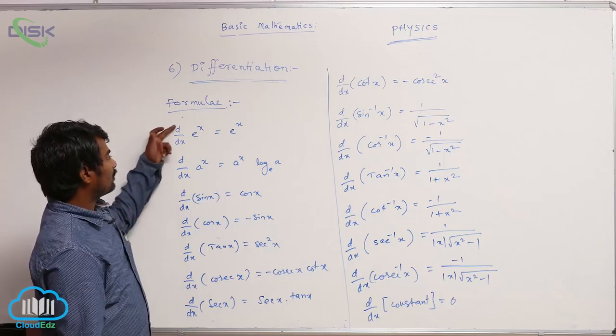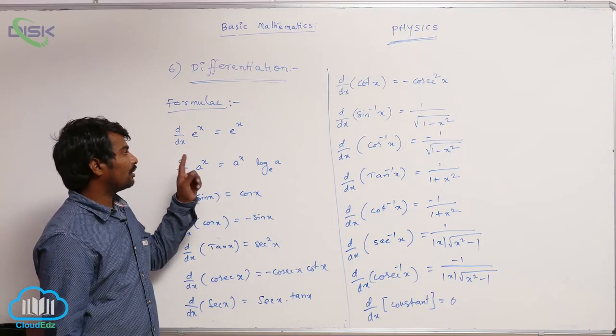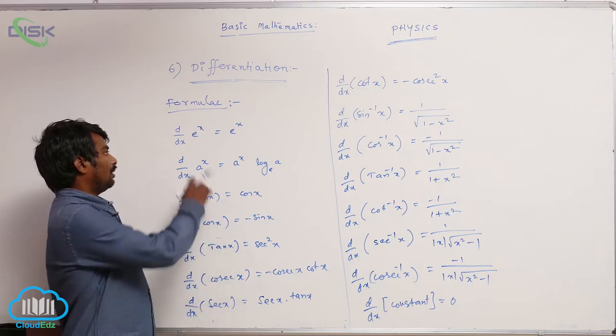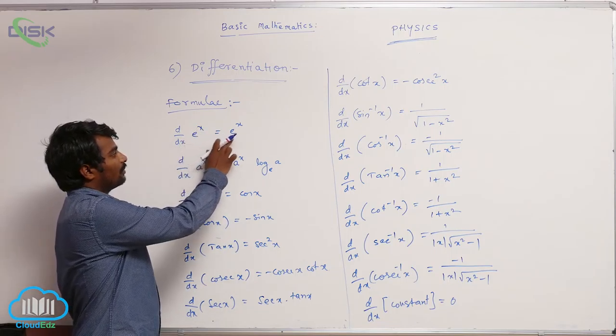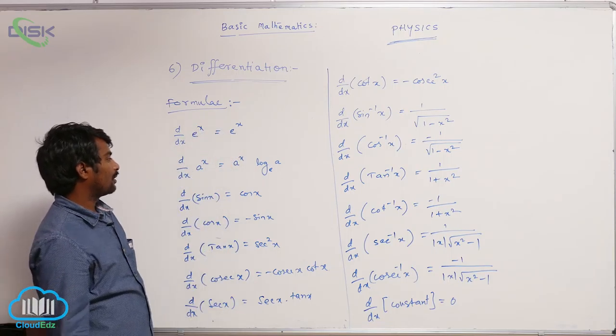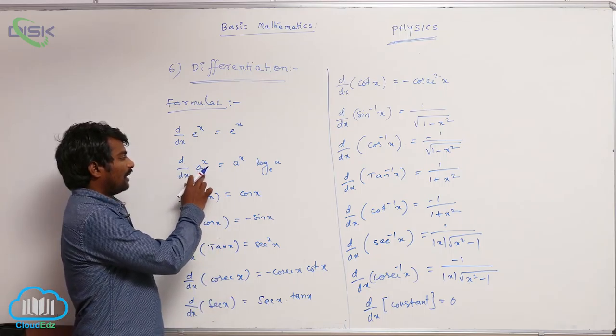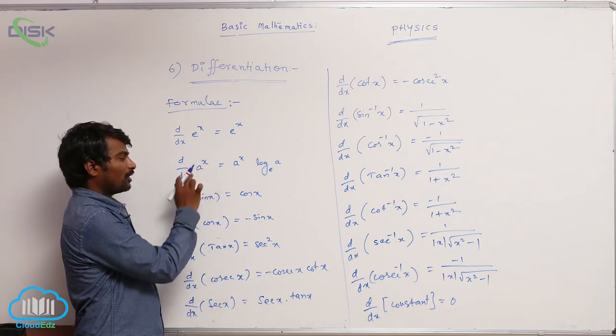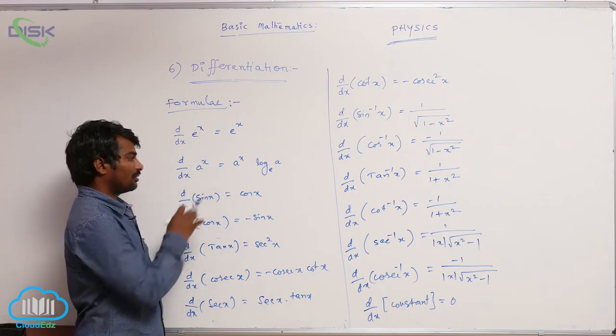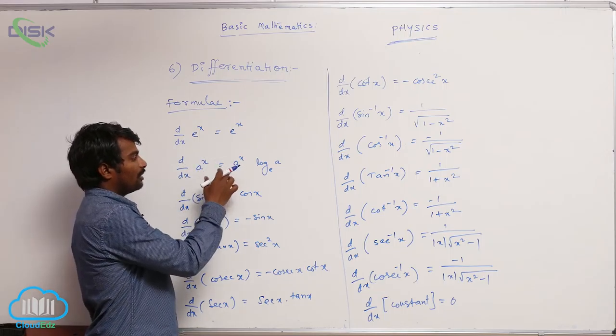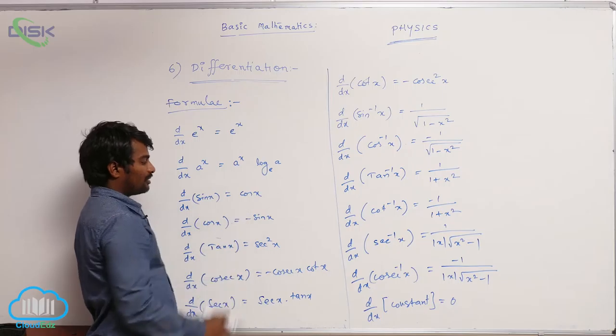Let us see some formulas, and each and every formula you have to remember. d by dx of e power x is equal to e power x. d by dx of a power x. A power x means some 2 power x or 3 power x or 5 power x. A is constant, some number. d by dx of a power x is a power x log a base e.